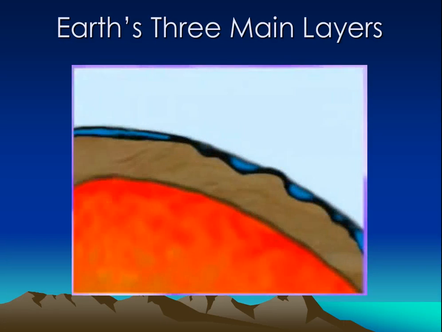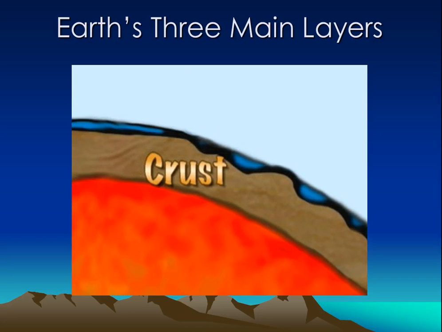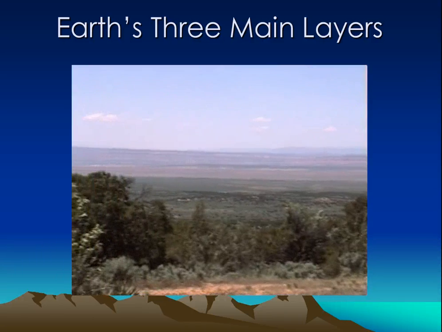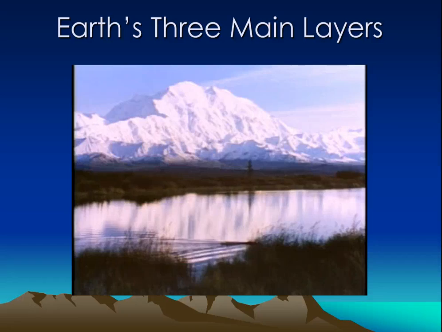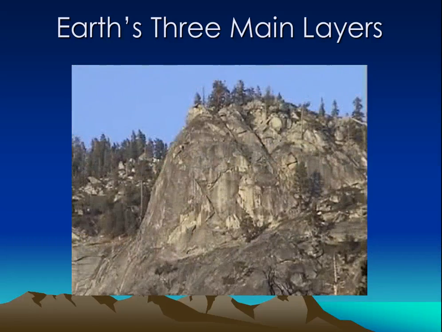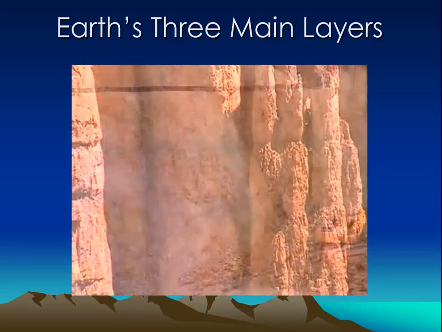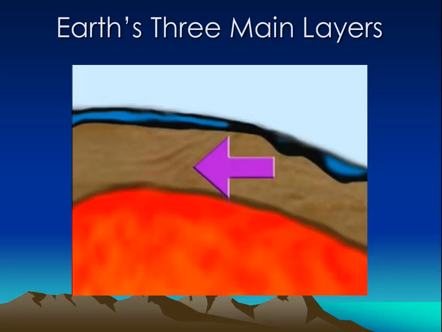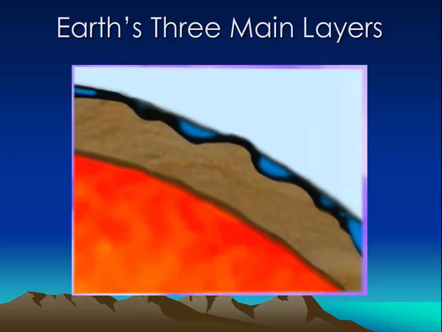Crust. The newest layer, the outside layer, is called the crust. The crust is probably the only layer of the Earth that you have seen. The crust is made up of all 3 types of rock: igneous, sedimentary, and metamorphic. The crust is the thinnest layer overall, but it does have thicker areas.